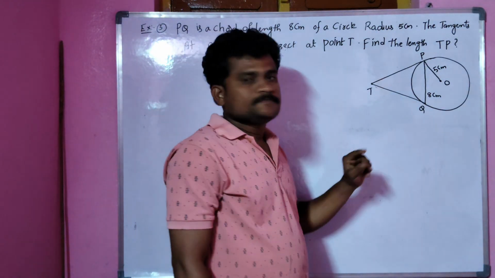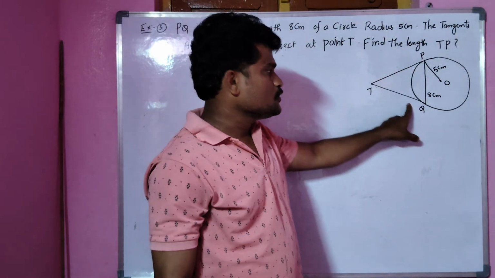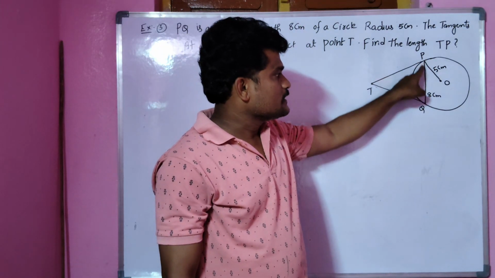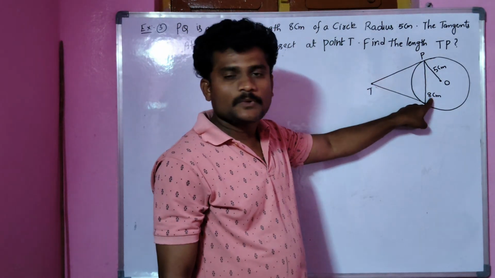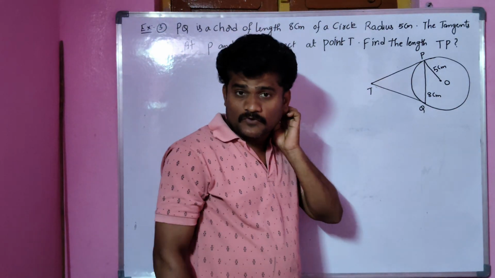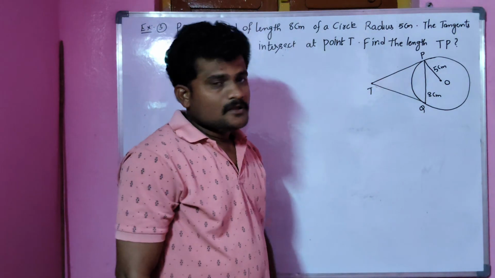So this is the figure. T is an external point. PT and TQ are the tangents. The given length of the chord PQ is equal to 8 centimeters and the radius is 5 centimeters. So we need to find the length of TP. This length we need to find.